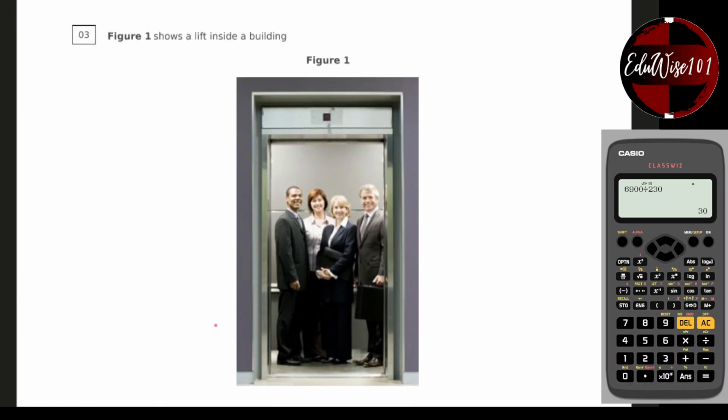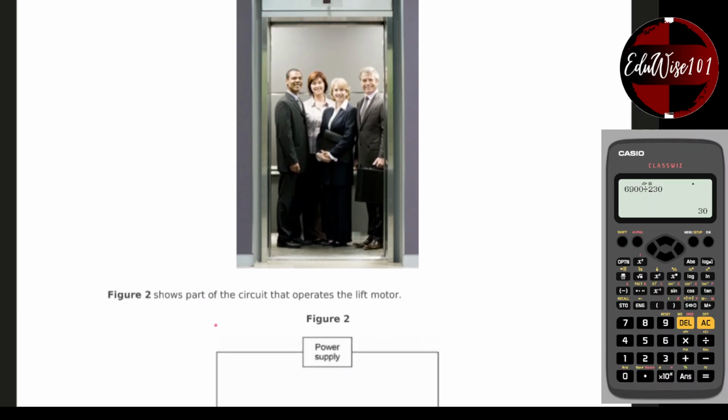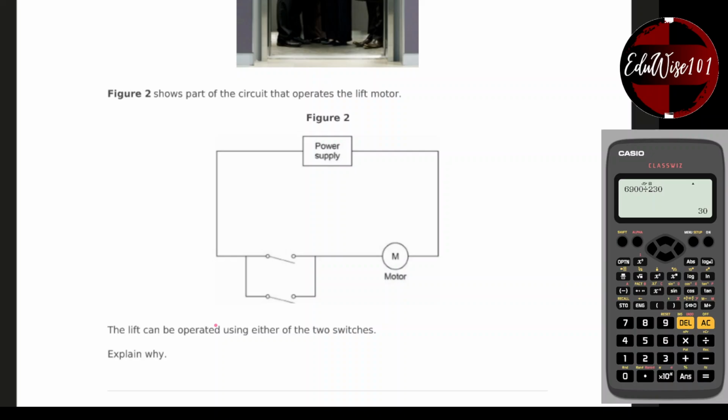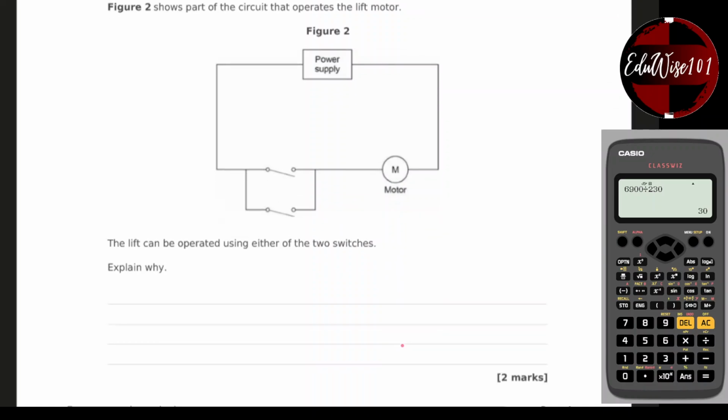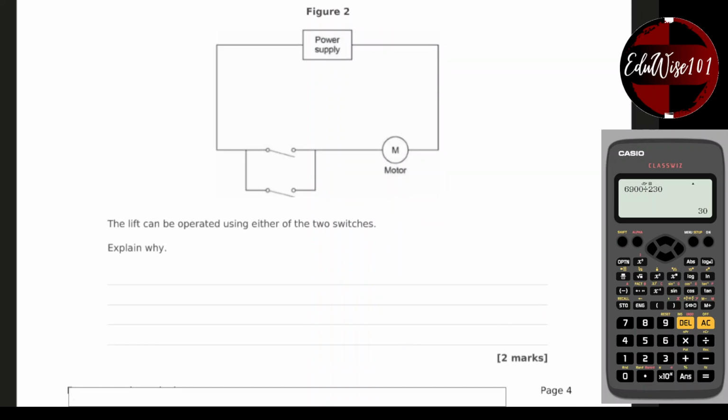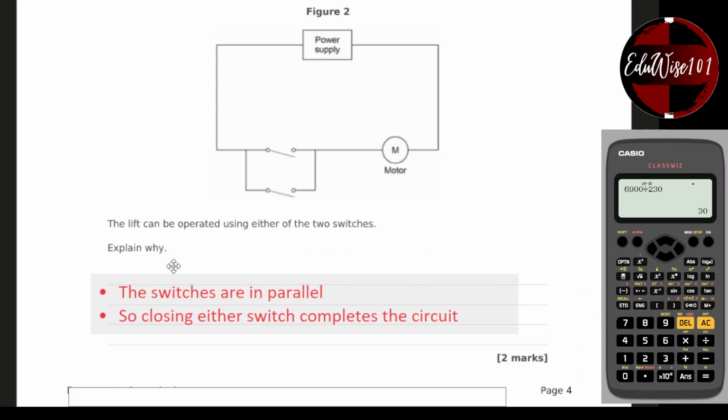Figure 1 shows a lift inside a building. Figure 2 shows part of the circuit that operates the lift motor. The lift can be operated using either of the 2 switches. Explain why. The main reason being this is a parallel circuit here. So closing any of them will actually complete the circuit. The switches are in parallel, so closing either switch completes the circuit.